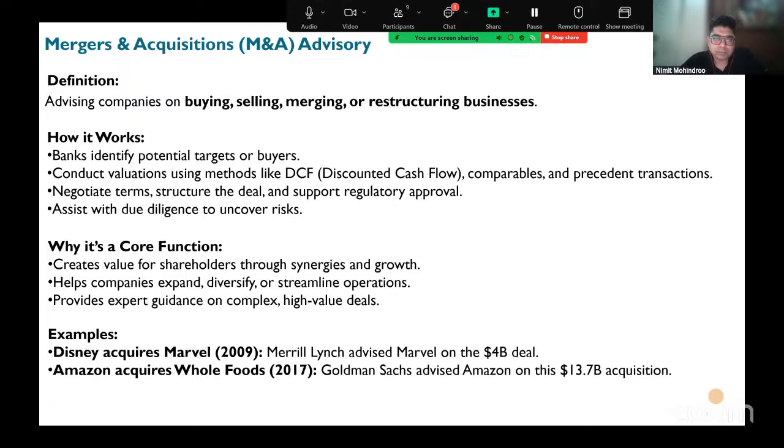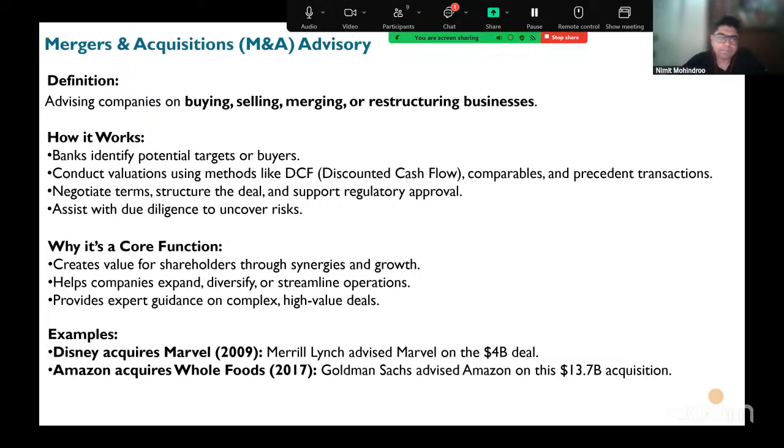And it provides expert guidance on complex and high value deals. All of this is done by investment banking. Also, examples of this are Disney acquiring Marvel in 2009, which was advised by Merrill Lynch, and Amazon acquiring Whole Foods in 2017. Goldman Sachs does this advice.